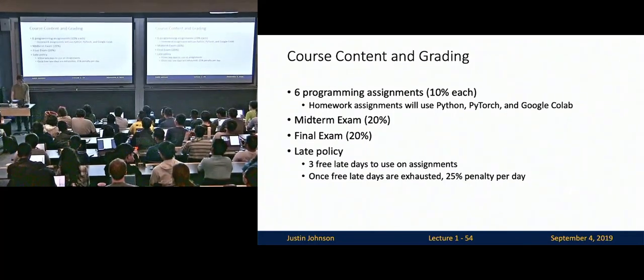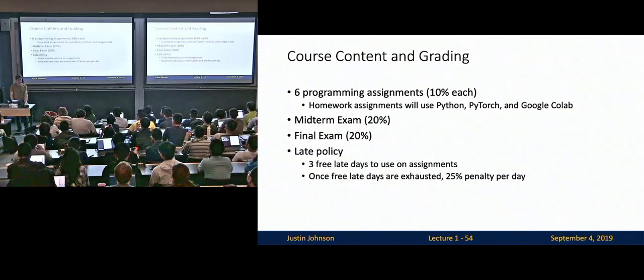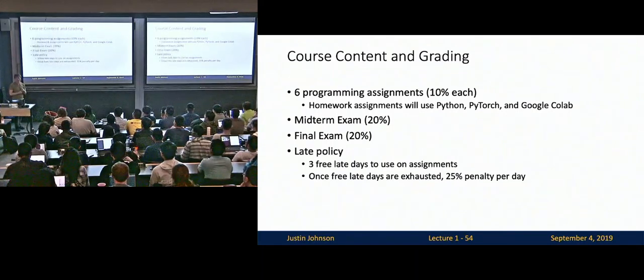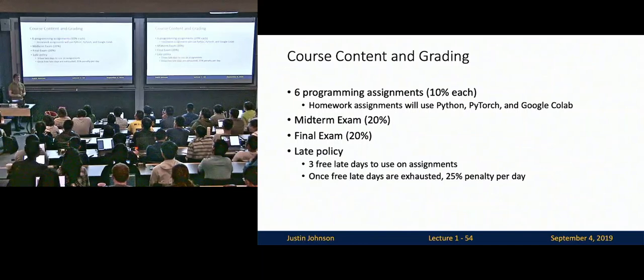All right, so we're going to have 6 programming assignments. That's going to be the bulk of the course. I think these are going to be really exciting assignments. We're going to use Python, PyTorch, and Google Colab. And we're going to walk you through the detailed implementations of a lot of the ideas that we talked about in lecture. We will have a midterm exam, and we will have a final exam. But there will not be any course project. The majority of the stuff you'll be learning is through the programming assignments.